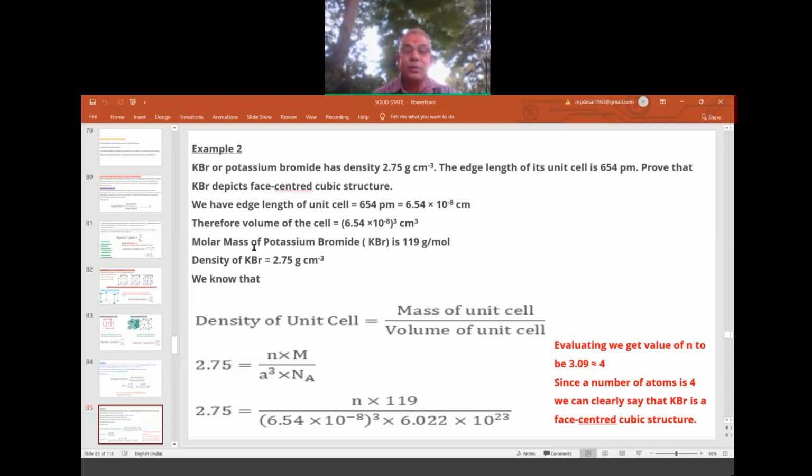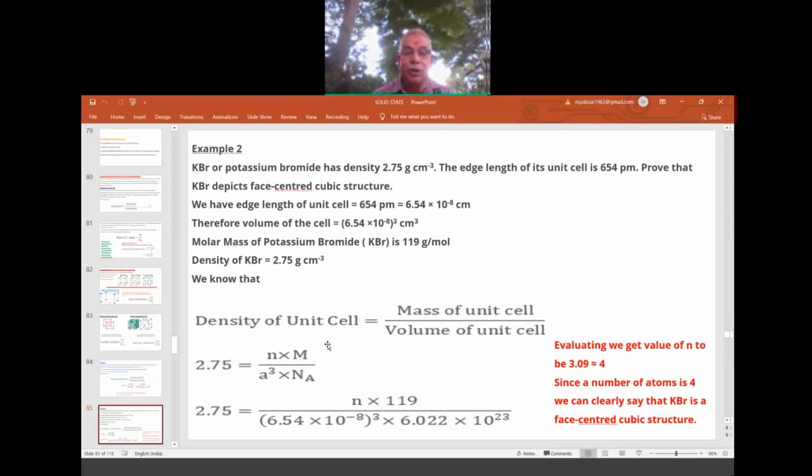So molar mass of potassium bromide using the table: separately potassium, separately bromine you add, that gives you the molar mass of potassium bromide KBr equal to 119. So that is taken here. Density of KBr is given in the numerical only. This is calculated, this is also calculated. This is given in the numerical only, and using some tables we have done this for KBr.